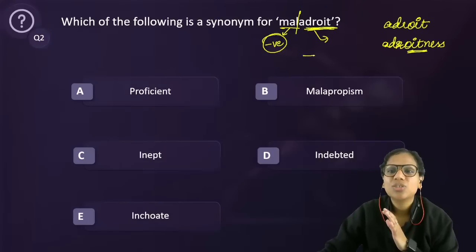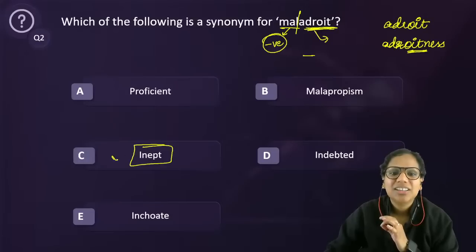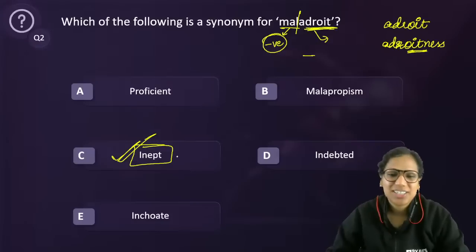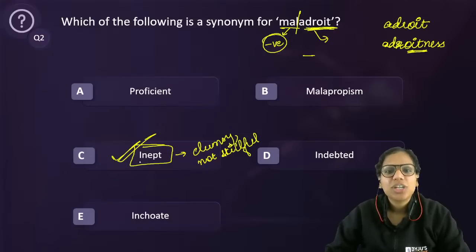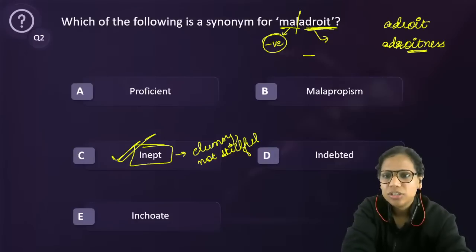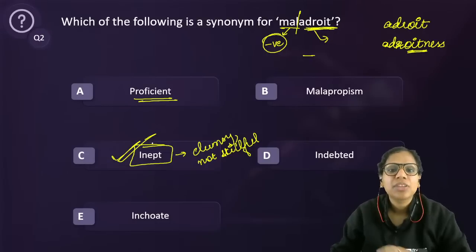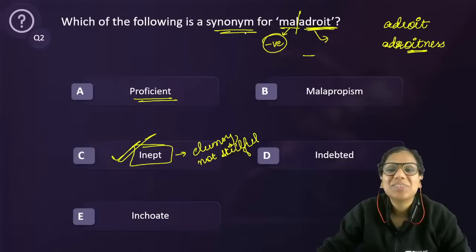So this person is not very adept at using something. This person is rather inept at using something. Okay, not skillful, clumsy. That's the idea here. Okay, so inept is the answer and good if you answered C. Some of you did, but some of you also said A. Okay. Ace is proficient. Oh, I am sorry, we had to give a synonym.